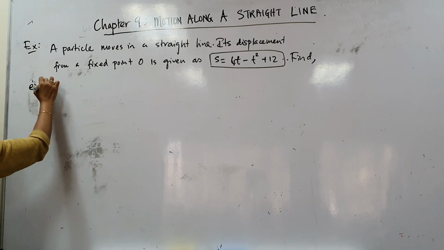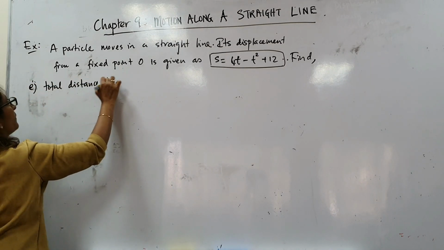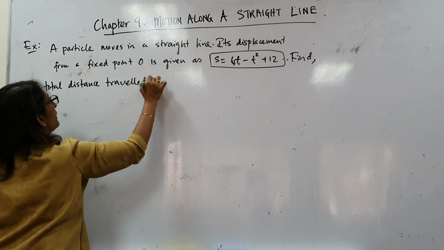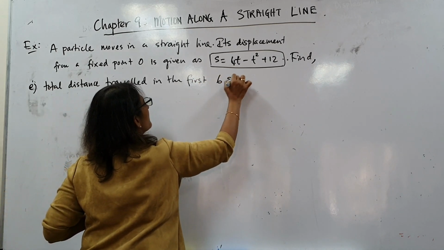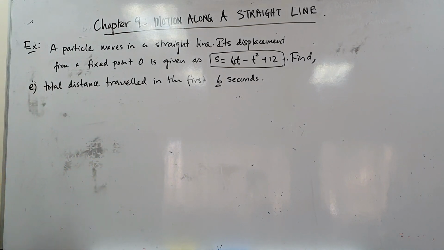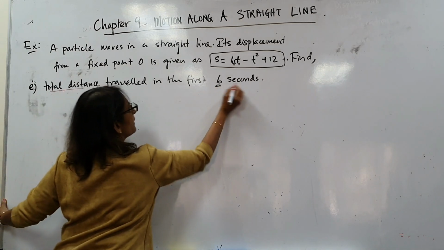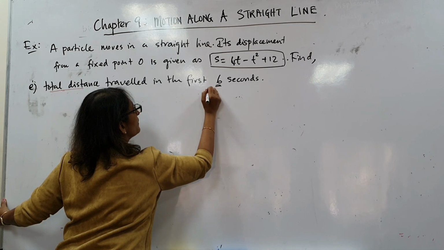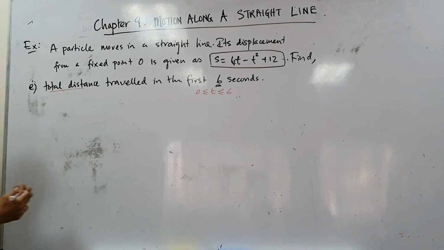Question E is find the total distance traveled in the first, say, 6 seconds. Okay? So what is given and what do you want to find? We need to find total distance. In the first 6 seconds, that means t is from 0 to 6. This is given.